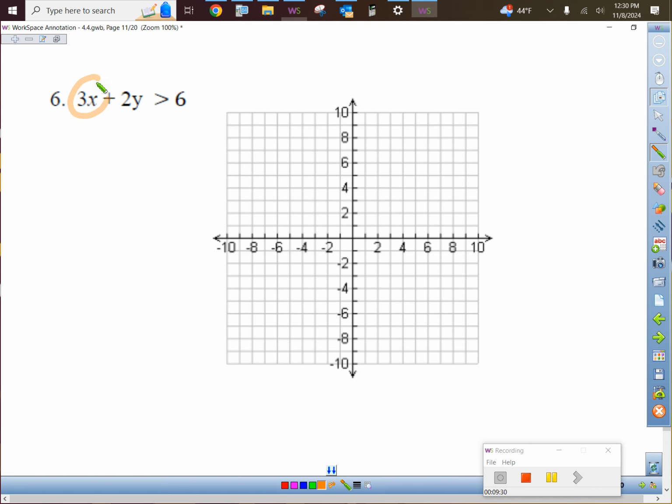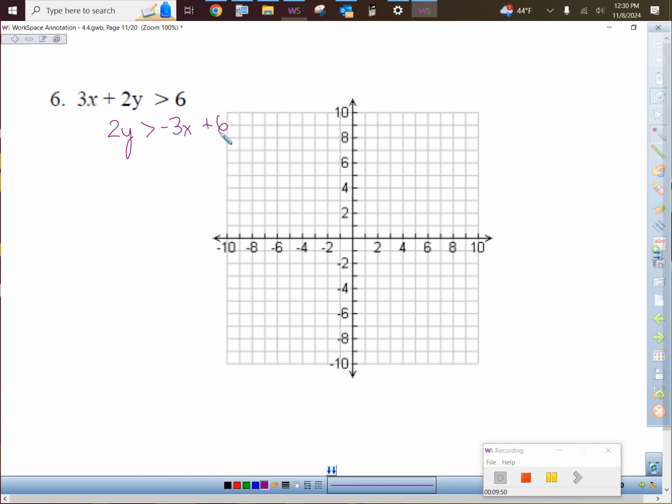What's the first thing you need to do to get y by itself? Subtract that 3x over, right? Subtract that 3x over. So I will do that. 2y is right here. Should the symbol switch if I subtract 3x? Nope. Please put it first and then the +6 last. You see how we're going y, symbol, mx plus b, right?